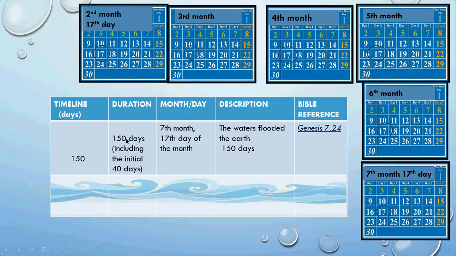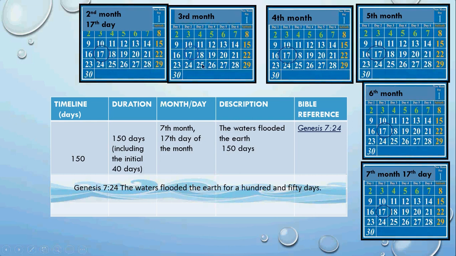So now our duration is going to be 150 days, but that also includes that 40-day time. And the timing of the month, it's the 7th month, the 17th day of the month. The waters flooded the earth 150 days, as it says in Genesis 7:24. The waters flooded the earth for 150 days. I like the scripture so you can see what it says for yourself.